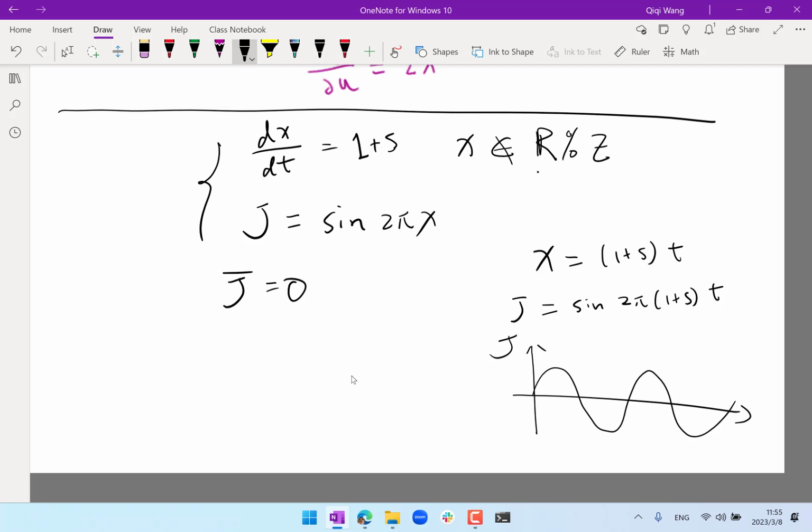Okay, so j bar is equal to 0. Then, of course, what is d/ds of j bar? It's equal to 0, right? It's a derivative of the 0 function, because j bar is equal to 0 no matter what s is. However, let's look at what is the finite time average of j, and look at what is the derivative of that finite time average.